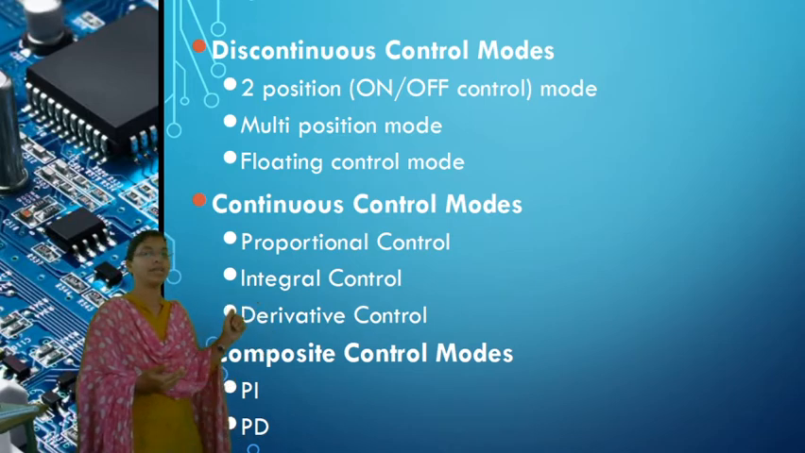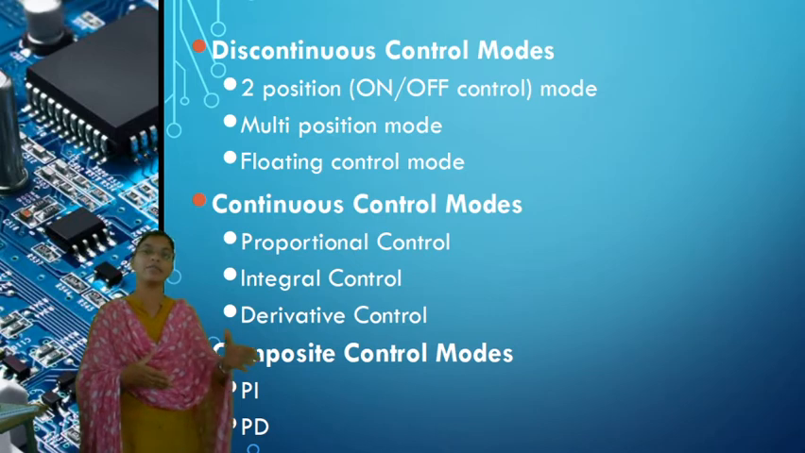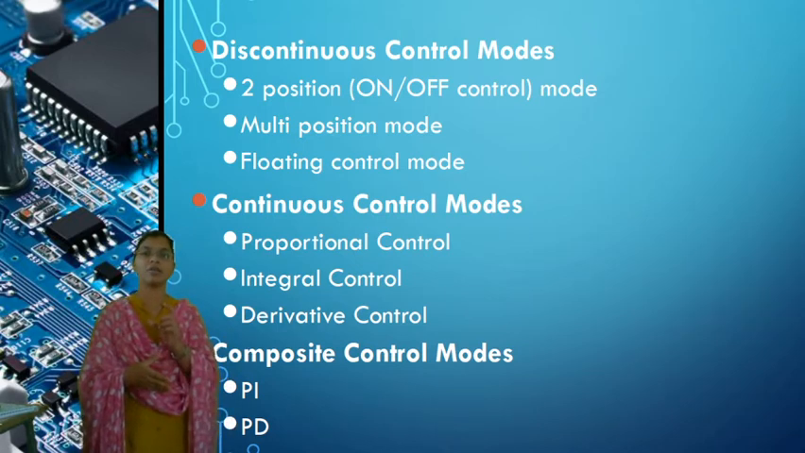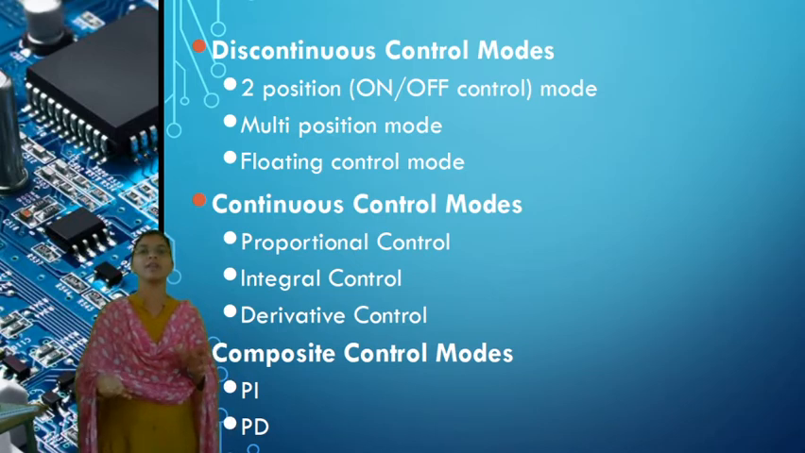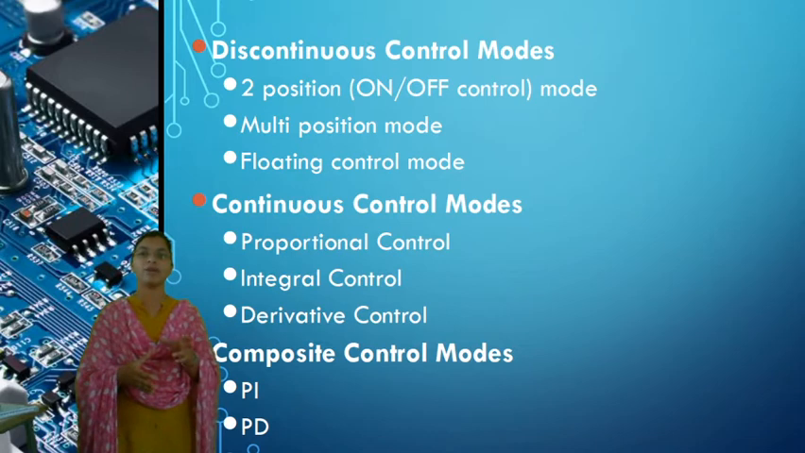So next one, floating type control mode. These are the discontinuous control modes. Continuous control modes, again, are divided into two types: an individual control mode, where we take just one controller mode, and a composite controller mode. In the composite control mode, we add any of the individual controller modes, two or more controller modes, together.